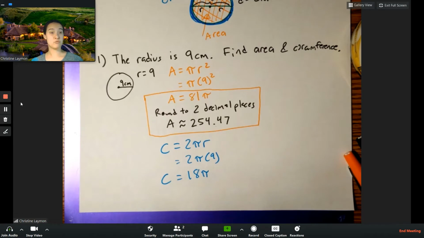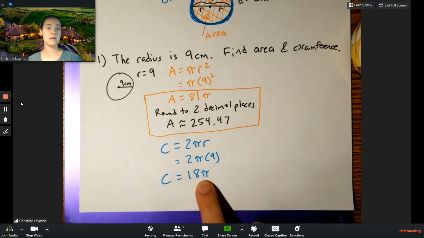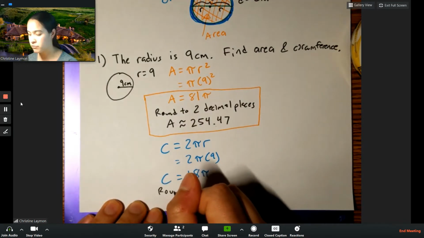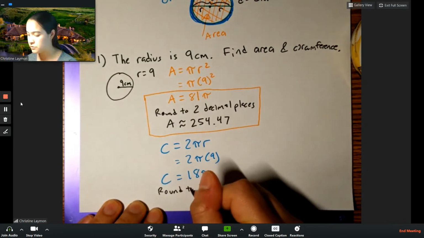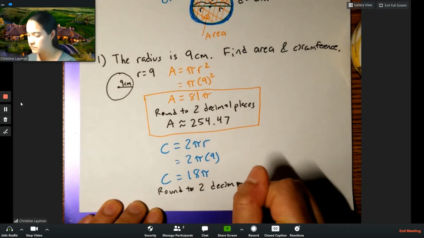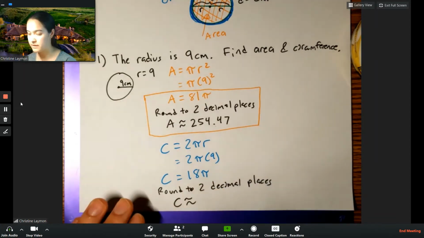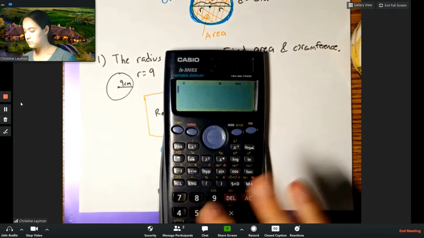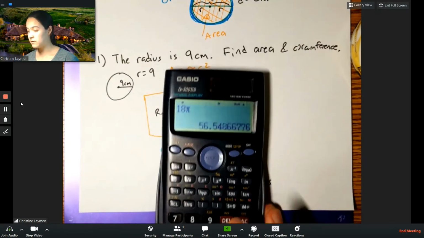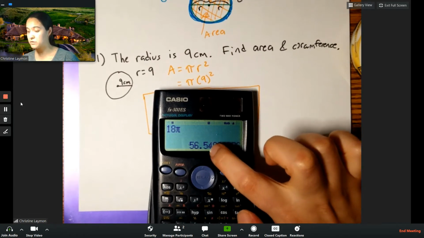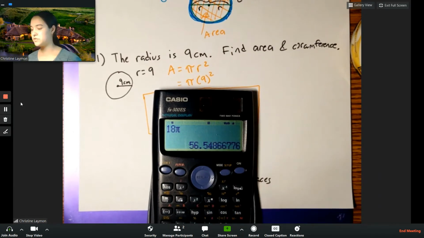And we're going to go ahead and do the rounding also. And again, I'm doing that so you guys have an example of what I'm looking for. If I don't specify rounding, leave it with pi. But if you are asked to round, I want to make sure you see how to do it. So round to 2 decimal places. C will be approximately, let's go see what that is. So 18 pi, 56.55. I think it's again that 8 rounds the 4 up to a 5. So 56.55.